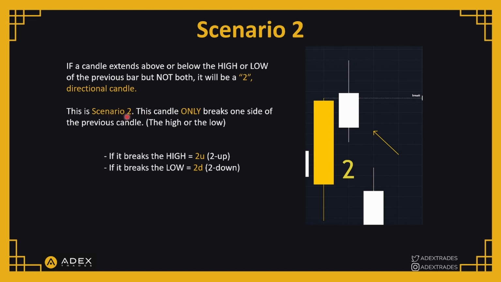So this is scenario 2. This candle only breaks one side of the previous candle. If it breaks the high, it is a 2 up. If it breaks the low, this is a 2 down. Let's say you just imagine that this candle actually broke the low and didn't break the high. If it had broken the low and was actually right here, it would be a 2 down candle in contrast to it being a 2 up candle. Hopefully that makes sense, okay?